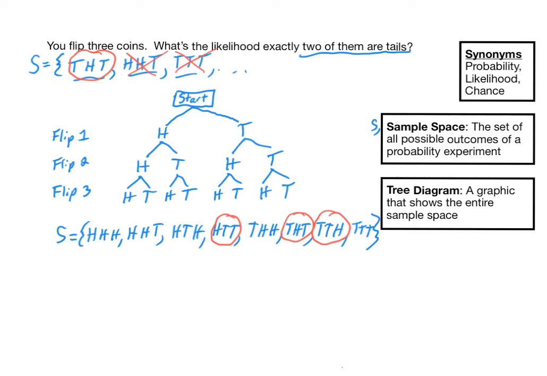So the likelihood of getting exactly 2 tails when you flip a coin 3 times, or flip 3 coins, those are equivalent ideas. There are 3 scenarios that give you exactly 2 tails, 3 out of 1, 2, 3, 4, 5, 6, 7, 8. So the probability here is a 3 in 8 chance, or 3/8 chance, of getting exactly 2 tails when you flip a coin 3 times.